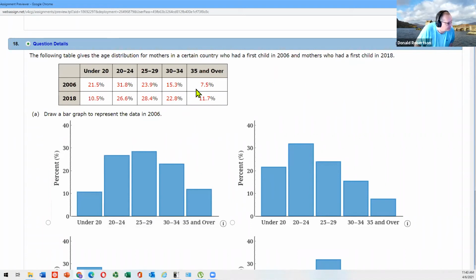Quite interesting, that data. Less obvious, but it's also true. Aren't some women waiting quite late now to have the first child? In 2006, it was only about 7.5%. I wouldn't say it's double, but it is significantly more.